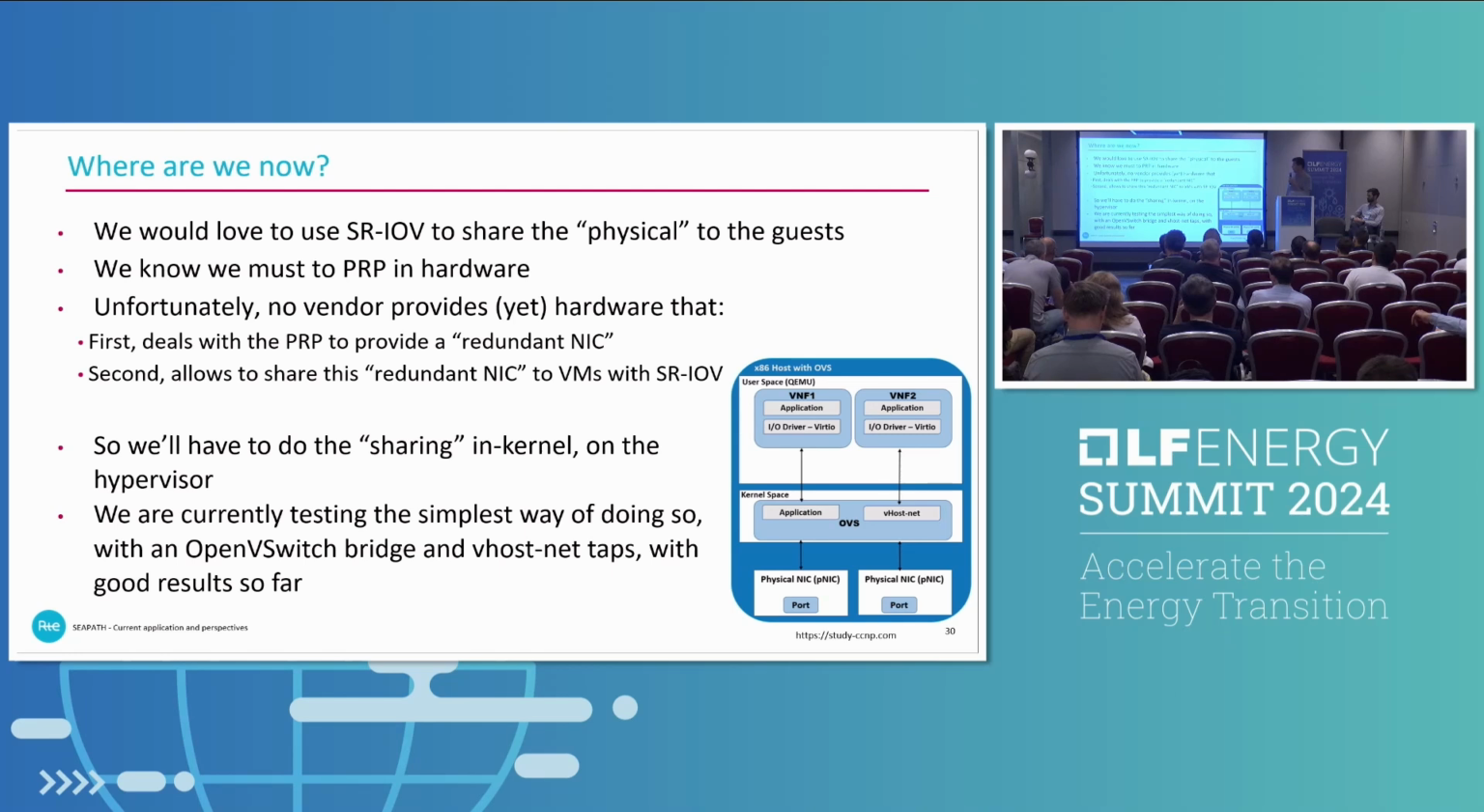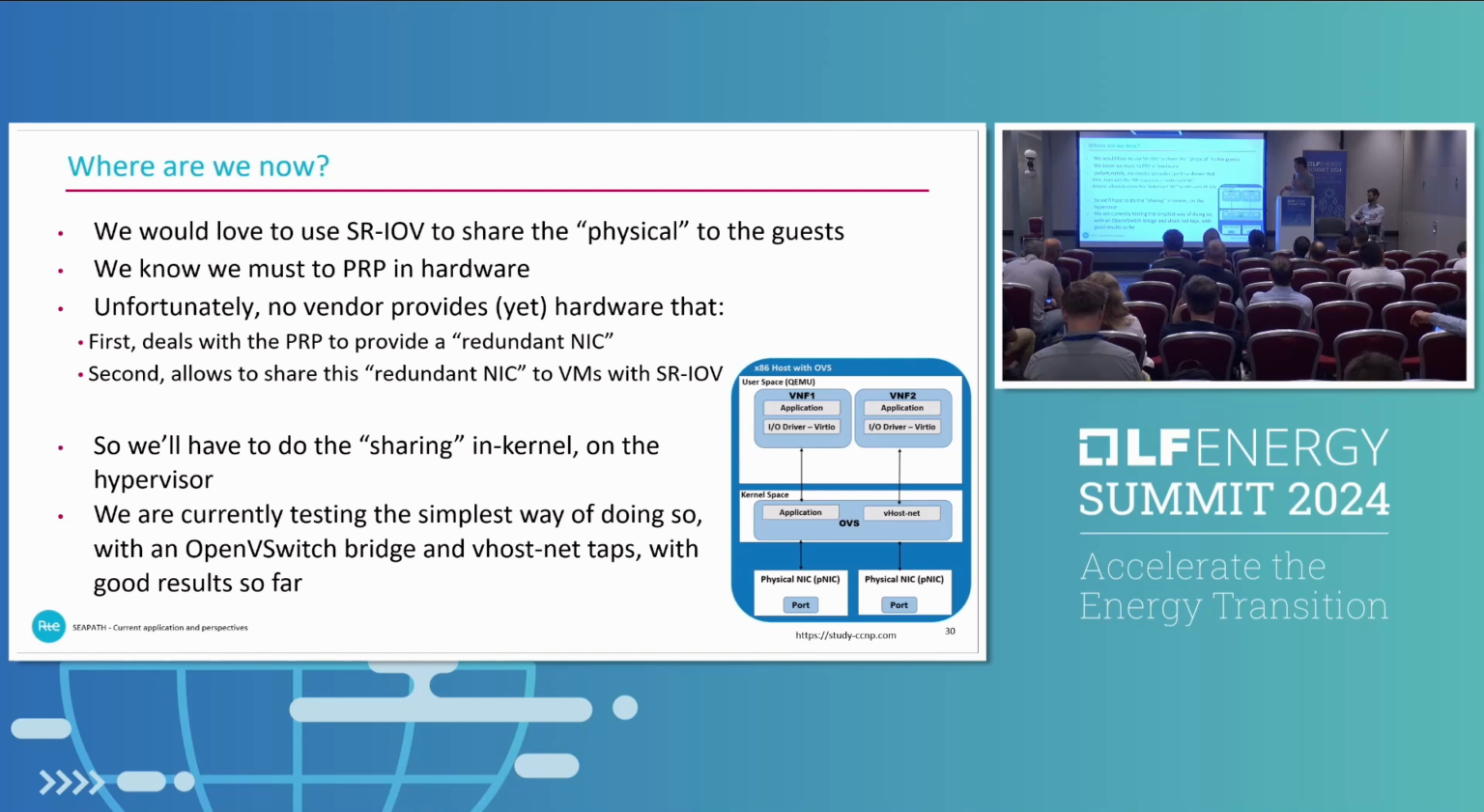And that's basically where we are now. We would love to use SR-IOV to share the physical interface directly to the guest. That's a real promise, but we know PRP must be done in hardware, and no vendor provides yet, I heard rumors, but no vendor provides yet a hardware card that would first deal with PRP to provide this redundant abstracted NIC, and expose this virtual NIC to the VM with SR-IOV. That would be the dream, but actually it doesn't exist yet. So imagine this is a call to vendors, do it, please.